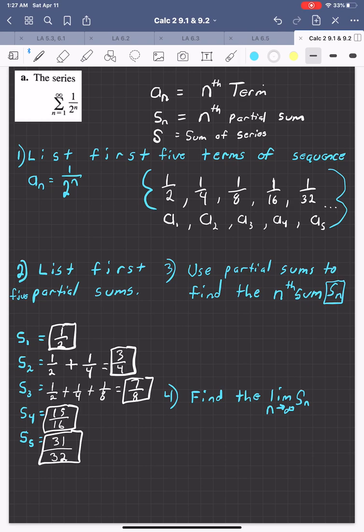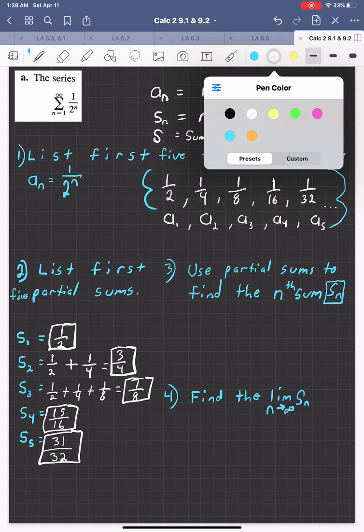Now, where are we going here? What I want is the nth partial sum. I have an A sub n. That's how I tell which term comes next. But I want an S sub n. And what would that give us, right?